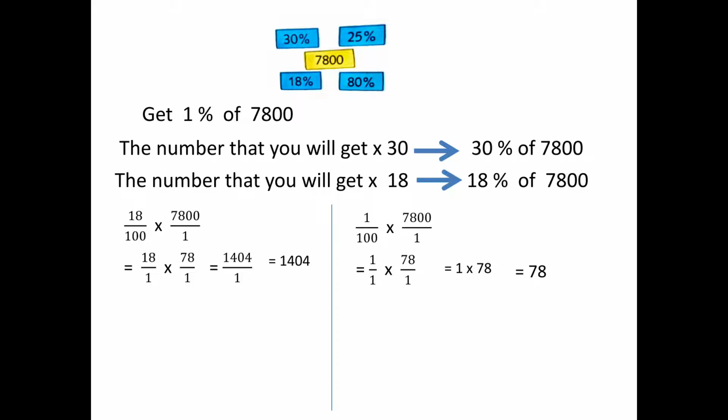Now, how do I get the 18%? Multiply the 18 times the number that you got from the 1%. It will give you the same number, which is 1,404.